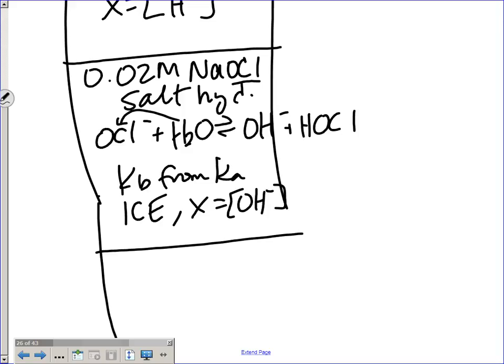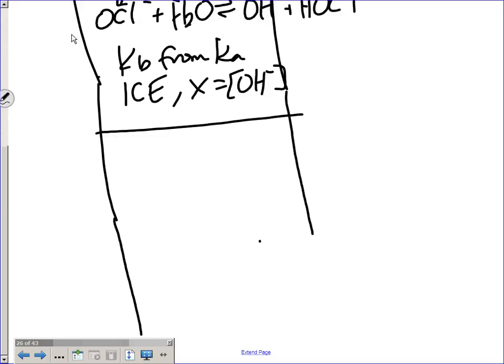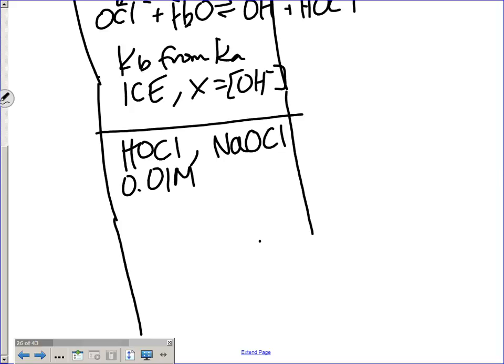Then you had hypochlorous acid and sodium hypochlorite. Yes? Okay. And you had like 0.01 molar of this and 0.1 of this. I don't even know if it's 0.1. Okay. What do you recognize you have here? You have a buffer. How do you know you have a buffer?